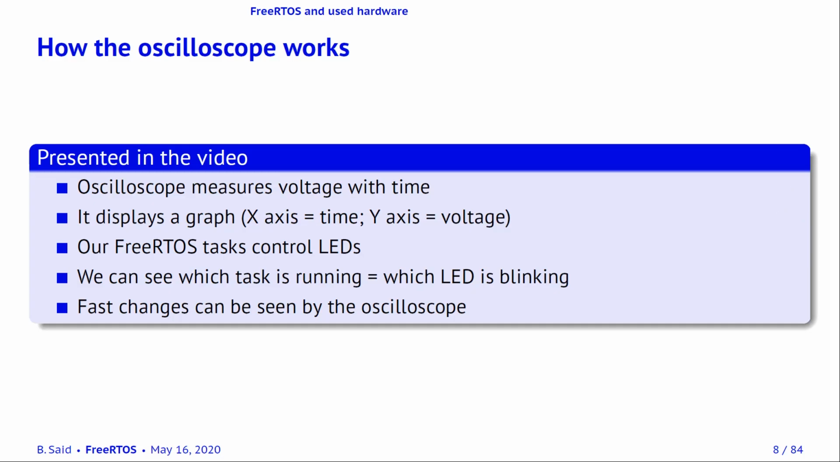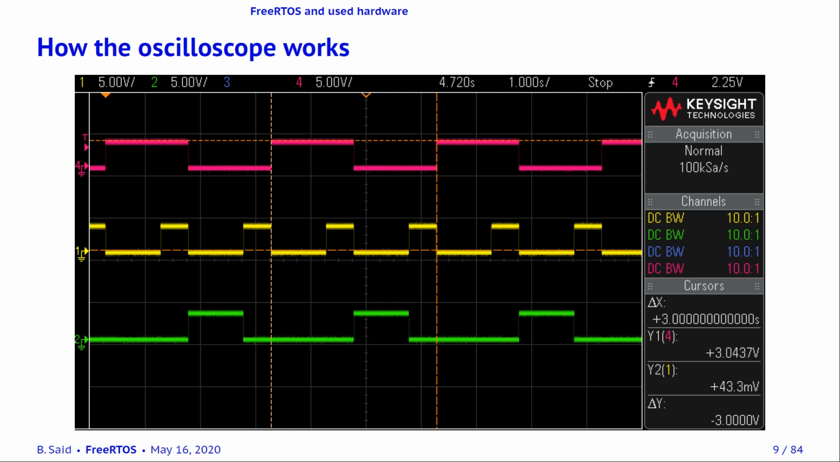The oscilloscope simply measures voltage with time. It displays a graph where the x-axis is corresponding to the time and the y-axis is corresponding to the voltage. Here we can see the image captured by the oscilloscope in detail. We can see three lines, red, yellow and green, each corresponding to the LEDs on the simulated traffic lights. On the y-axis, again, you can see the voltage change.